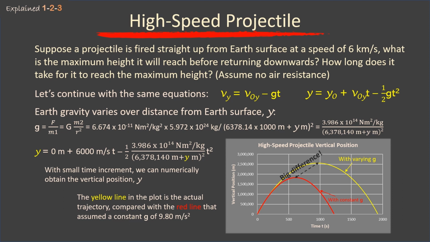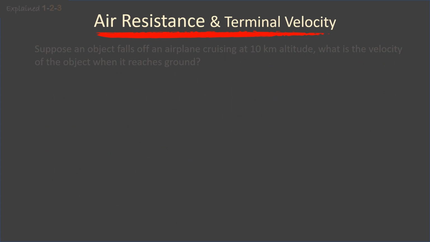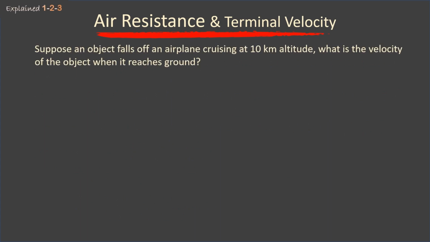Big difference indeed. Now you know how to solve the projectile motion problems where gravity g is varying. The underlying principle stays the same, governed by the two basic equations for position y and velocity v sub y. Next, let's look at a different situation where the air resistance is not negligible.